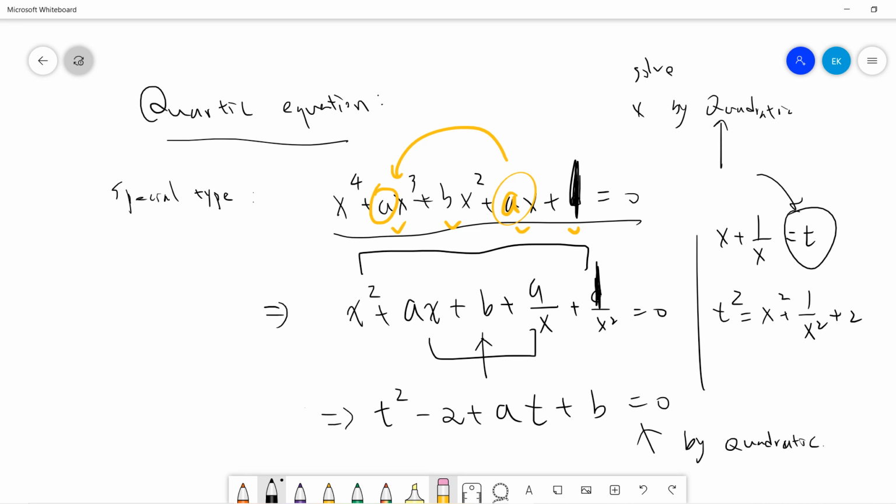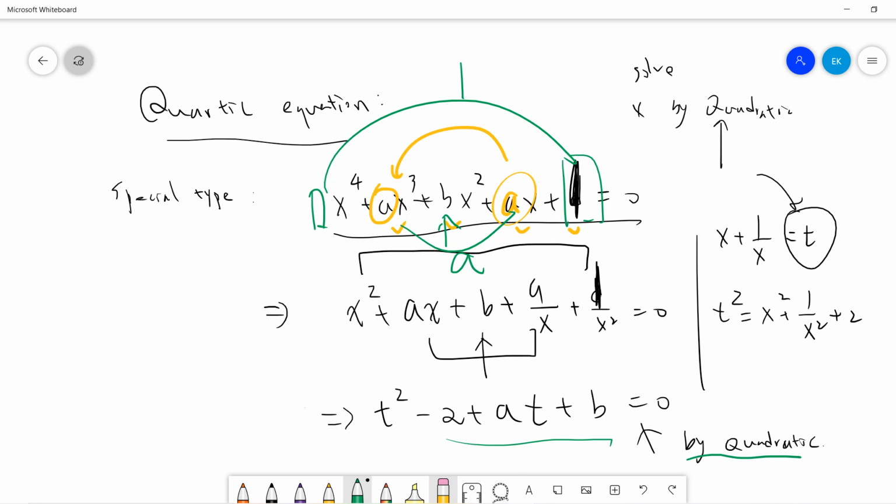So this is the idea when your coefficients are symmetric. You see these are both 1, these are both a, these are both b. You can first solve this by quadratic, solving for t, and then go on to solve for x. Okay, so let's see an example.